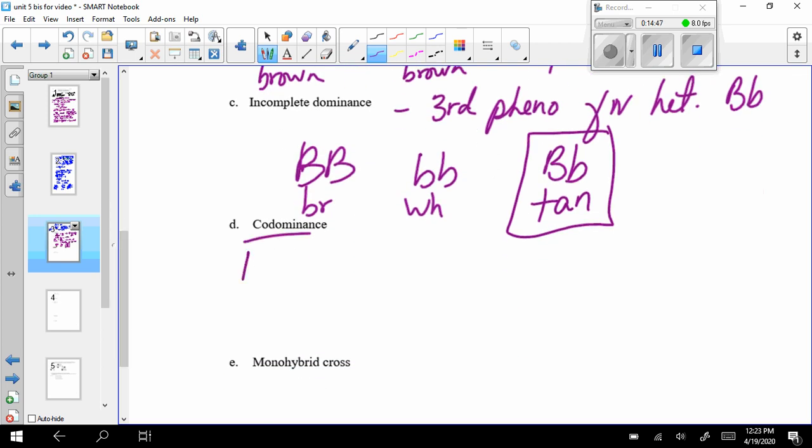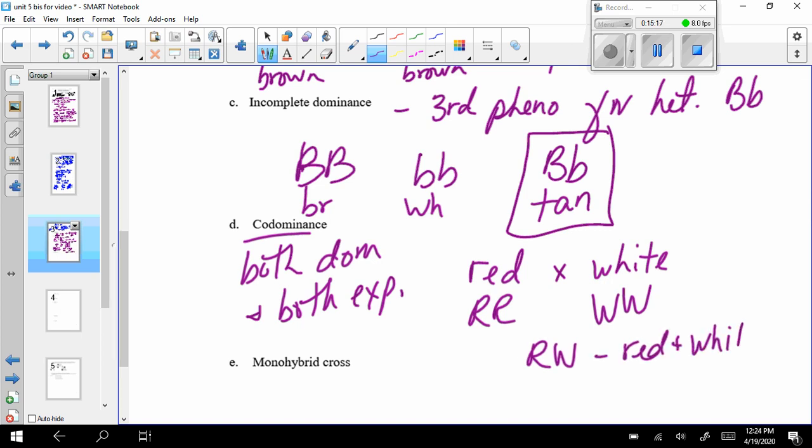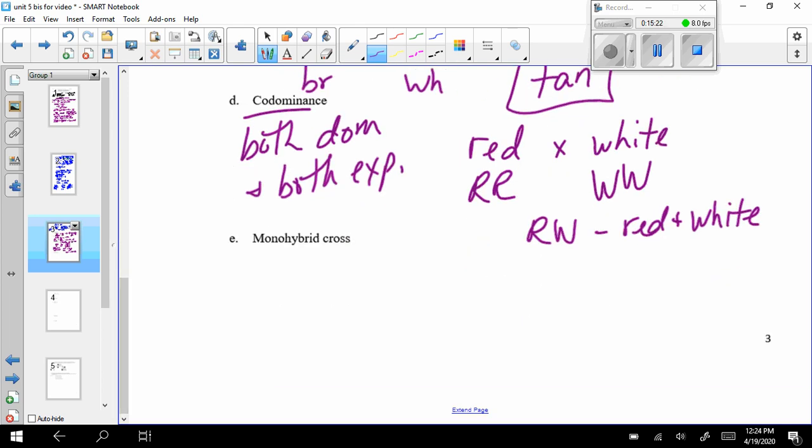Codominance means that they are both dominant and they both get expressed. Here, I'm going to use that example with the flowers. So I could cross red flowers, which are big R, with white flowers, which are big W, and you know that it's codominant because you do not write uppercase and lowercase, you give them both capitals. So the offspring would all come out big R, big W, and they would be red and white flowers, both colors expressed per petal.